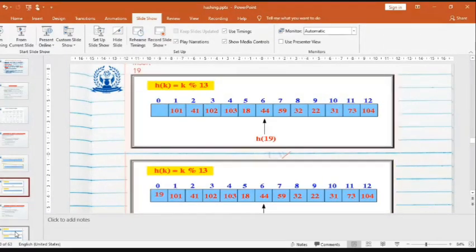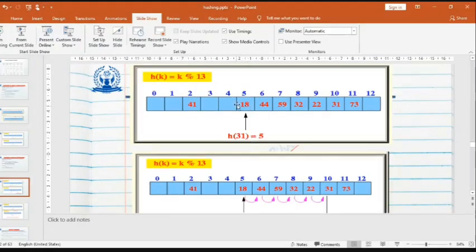One more example. Here also the hash function is k mod 13. The key is 31. Hash of 31 gives 5, so 31 must be stored at the fifth location. The fifth location is not free. You go for the sixth location, it is not free. The seventh, eighth, ninth, 10th and 11th locations are also not free. But the 12th location is free, so we can store 31 at the 12th location.